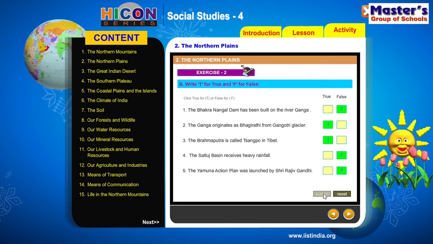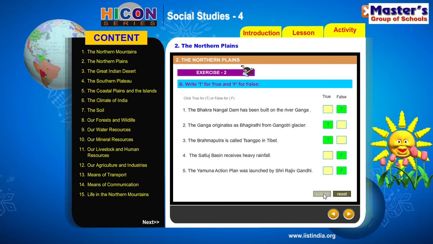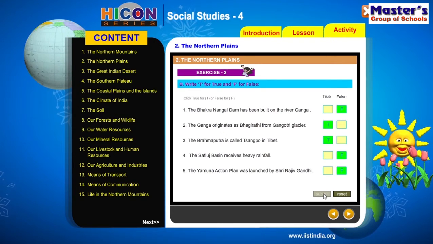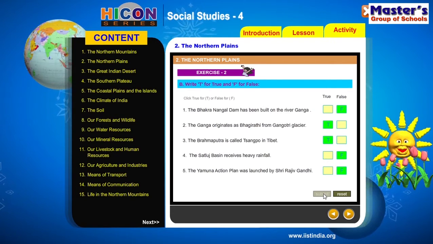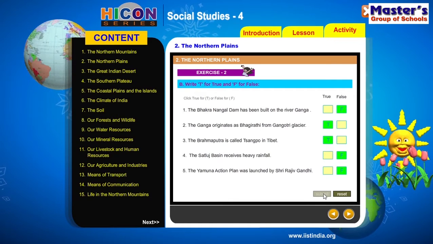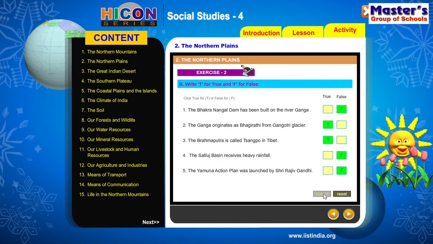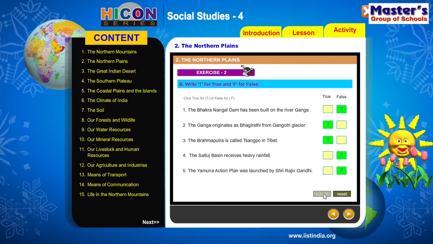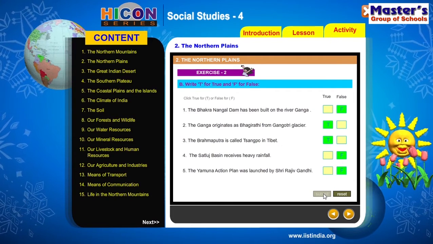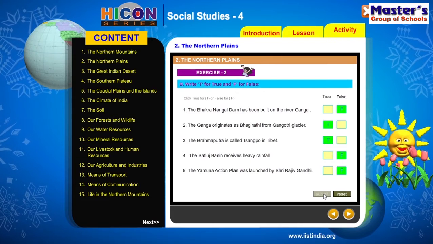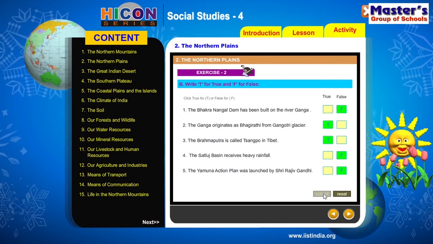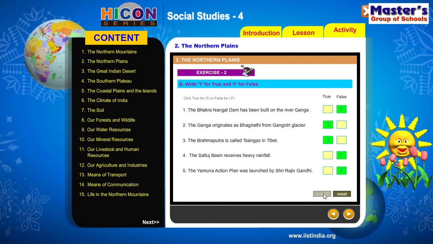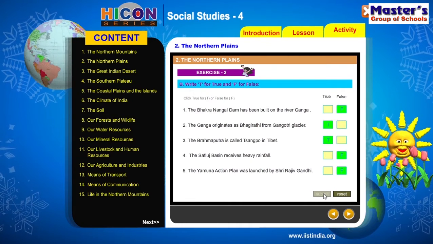Yes. The Yamuna Action Plan was launched by Sri Rajiv Gandhi is a wrong statement, because Rajiv Gandhi started with the Ganga Action Plan, and after the success of the Ganga Action Plan, the government of India started with the Yamuna Action Plan. Right? Okay, so now I will keep this window the same for another minute for you so that you can read the sentences once again. Right?